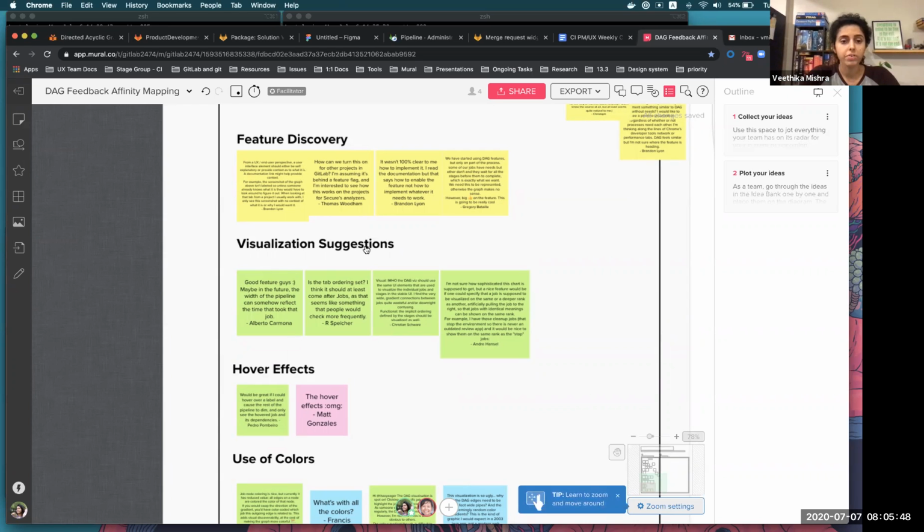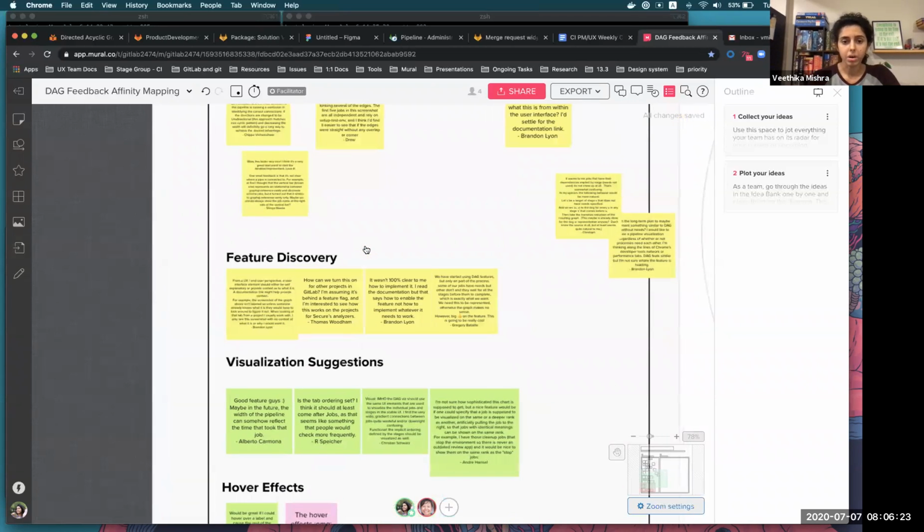The next is feature discovery. Many people suggest that it is not very clear to the majority of users what DAG visualization is, and it's also difficult for them to find what's happening in that tab which is in the middle of pipelines and jobs. So they want better discoverability for this, and also a little more information and linking to the right section in the documentation, so that they could read up about it if they're confused about what they're seeing under that tab.